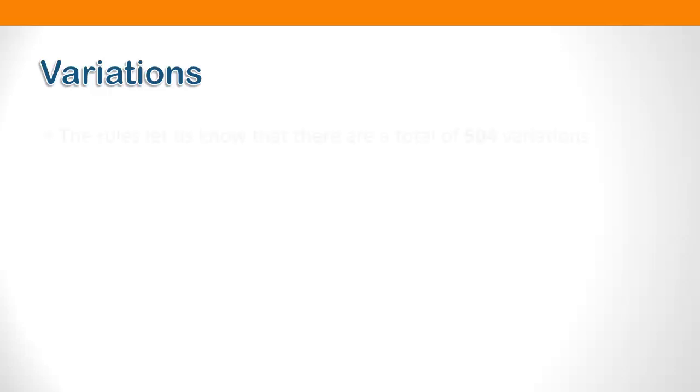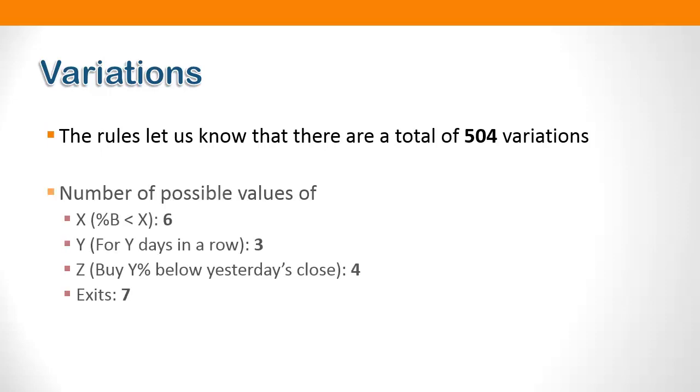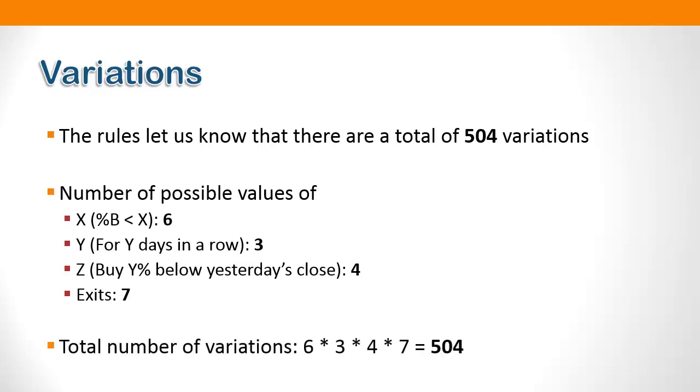You put all those together, the X, Y, Z values and all of the exit criteria, and you end up with 504 variations. That is calculated as follows. X has 6 possible values; %B, remember, has to be less than X. Y, the number of days in a row that %B has to be less than X, has 3 possible values. Z is the percentage below yesterday's close where you set the limit order, and there are 4 possible values for that. And as I said, there are 7 possible exits. So put all those together, 6 by 3 by 4 by 7 is 504 variations. So quite a lot of variations.